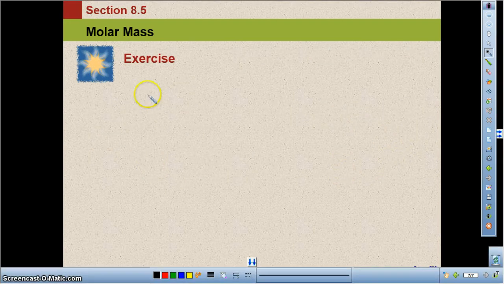We're going to take a look at one more problem before you get started on your homework. Calculate the number of molecules. Here's another example. It's in your textbook on page 223. It says isopentyl acetate, which is C7H14O2, is the compound responsible for the scent of bananas.